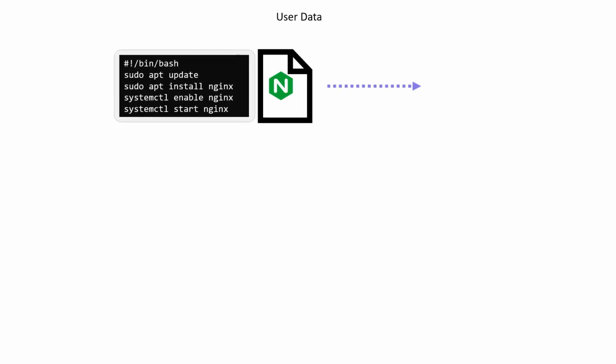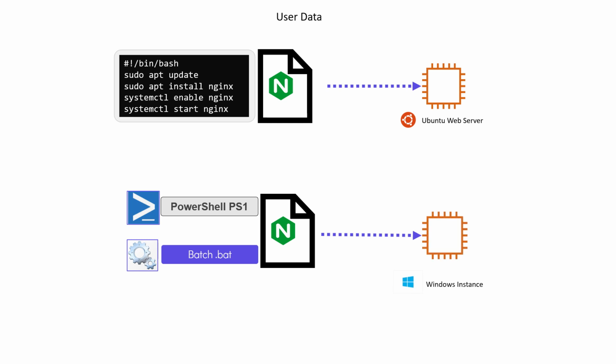The EC2 also allows us to pass in user data to the instances being created. This allows us to perform common configuration tasks or even run scripts when the instances start. For example, if you want to install the Nginx package on an Ubuntu server when it's launched, we can pass in a shell script as the user data like this. For Windows instances, we can also pass in a PowerShell or a batch script with the same effect.